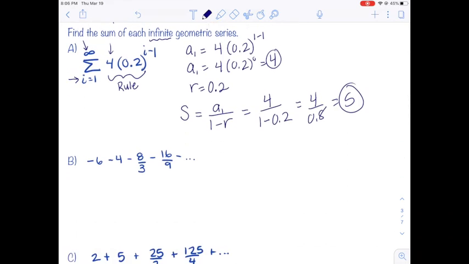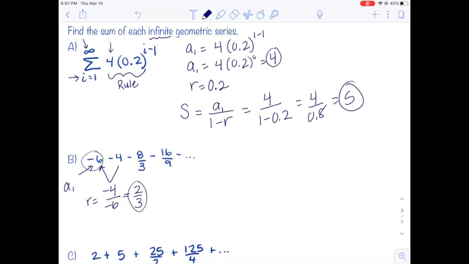In example B, you actually have to do a little bit more work. We know our first term, a sub 1, and we have to find our r value, which you get, your common ratio, by taking your second term and dividing by your first term. Negative 4 divided by negative 6. Simplify that out, and you get 2 over 3. So that's your r value. We know our a value. So then the sum is just negative 6 divided by 1 minus 2/3.